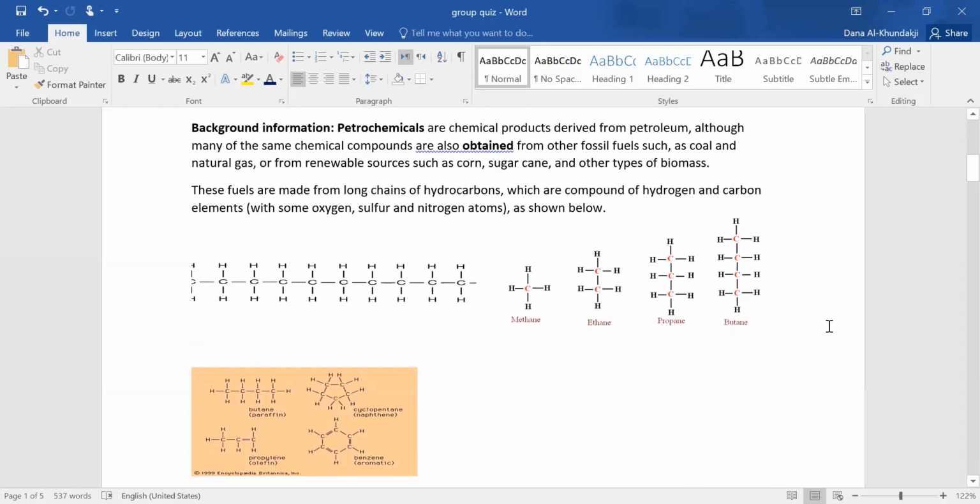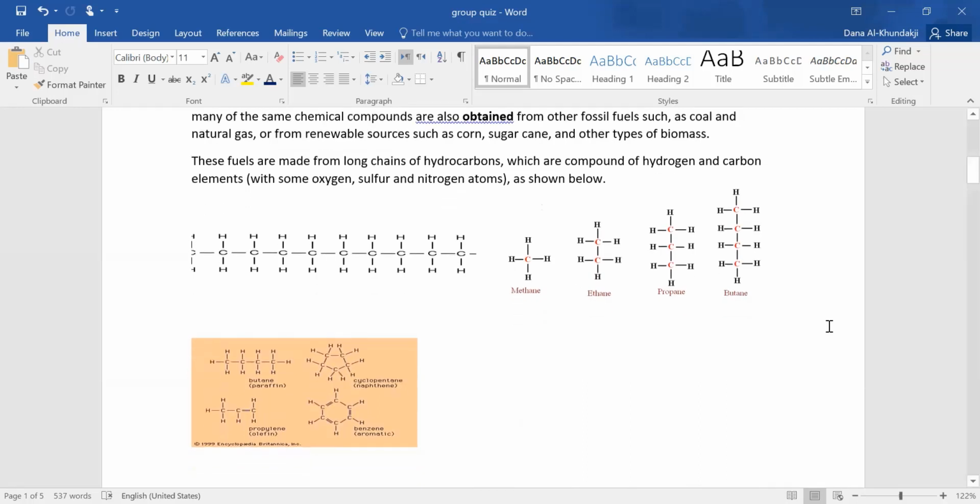Petrochemicals are chemical products that are derived from petroleum, although many of the same chemical compounds are also obtained from other fossil fuels such as coal, natural gas, or renewable sources such as corn, sugarcane, and other types of biomass. These fuels are made from long chains of hydrocarbons, which are compounds of hydrogen and carbon elements, with sometimes some oxygen, sulfur, and nitrogen atoms, as shown below.